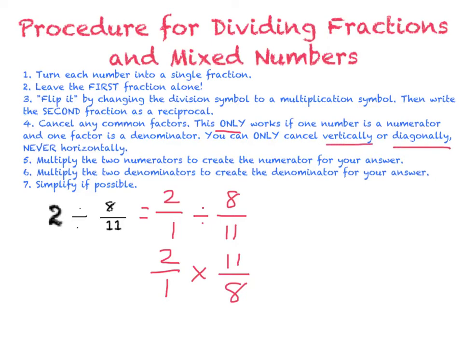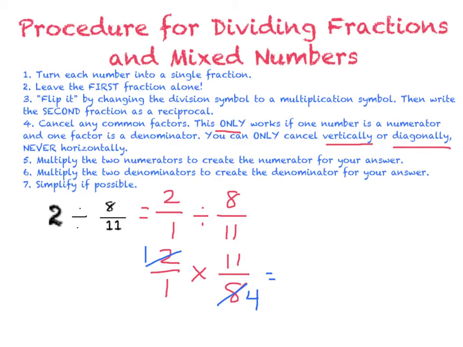Well, right away I notice that 2 and 8 are related factors, and they are vertical. One's a numerator, the other is a denominator. So I know that I can go ahead and cancel. Instead of 2, 2 goes into 2 one time. I'm going to divide 2 into 8 4 times. So now I can take a look at my numbers. There's no other common factors vertically or diagonally that I can cancel.